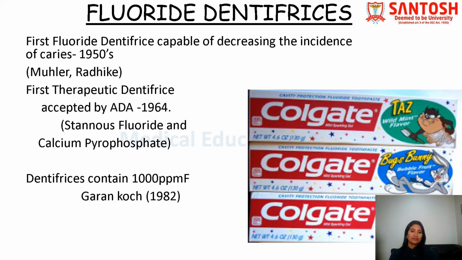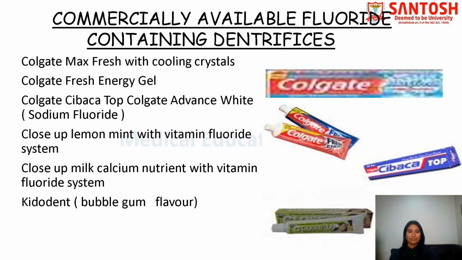The first fluoride dentifrice capable of decreasing the incidence of caries was given by Muller in the 1950s. It was accepted by ADA in the year 1964, and generally the dentifrices that are available in the market these days contain about 1000 ppm of fluoride. There are various commercially available fluoride containing dentifrices which we generally use. They are available commercially as Colgate Max Fresh, Colgate Sibaka, Close Up. For children, Ketodent is available. All these contain fluoride.